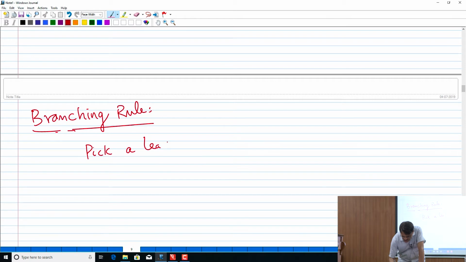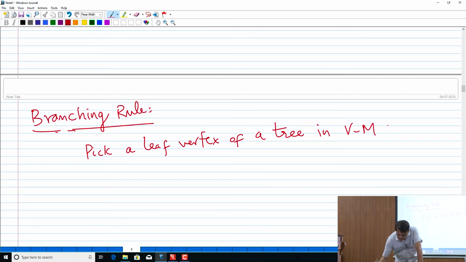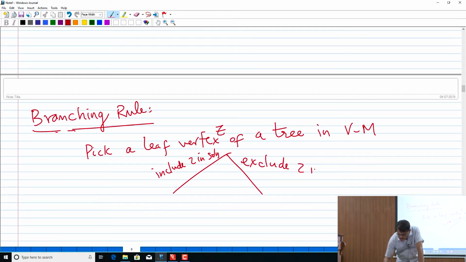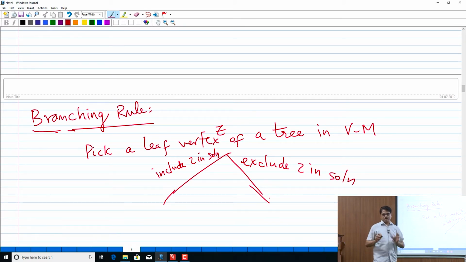Pick a leaf vertex of a tree in V minus M. Let's call this some Z. We're going to branch like this: include Z in the solution or exclude Z from the solution. That's the whole algorithm. We're going to try like we did for vertex cover or cluster vertex deletion.